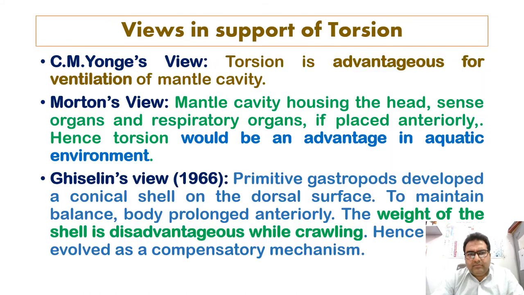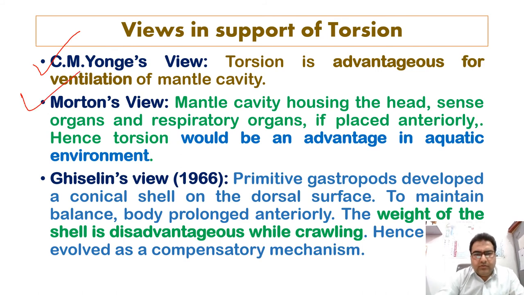Now the other views in support of the torsion. There is C.M. Yonge's view. C.M. Yonge was another scientist who worked on the torsion, and he said that the torsion is advantageous for the ventilation of the mantle cavity. When the ctenidia have moved to the anterior position, or the mantle cavity has come toward the head, it is advantageous for the ventilation of the mantle cavity. Torsion is very much advantageous for the mantle cavity.